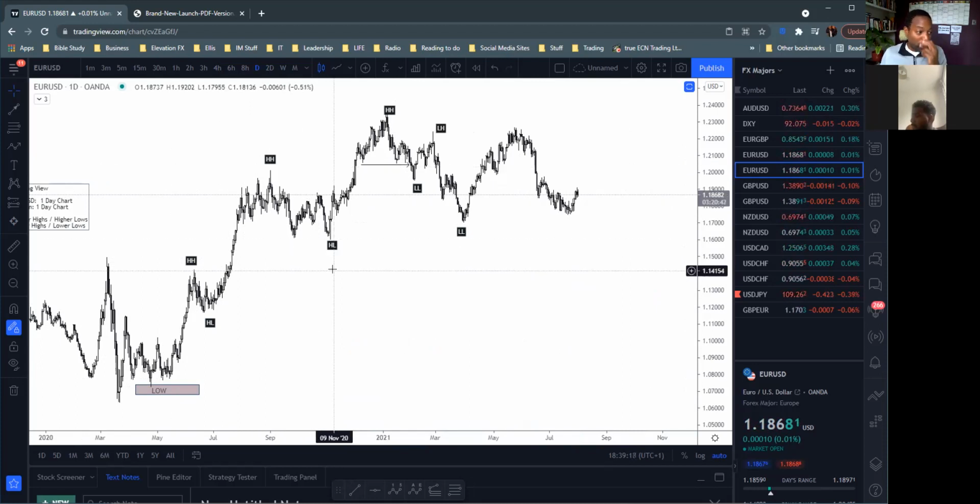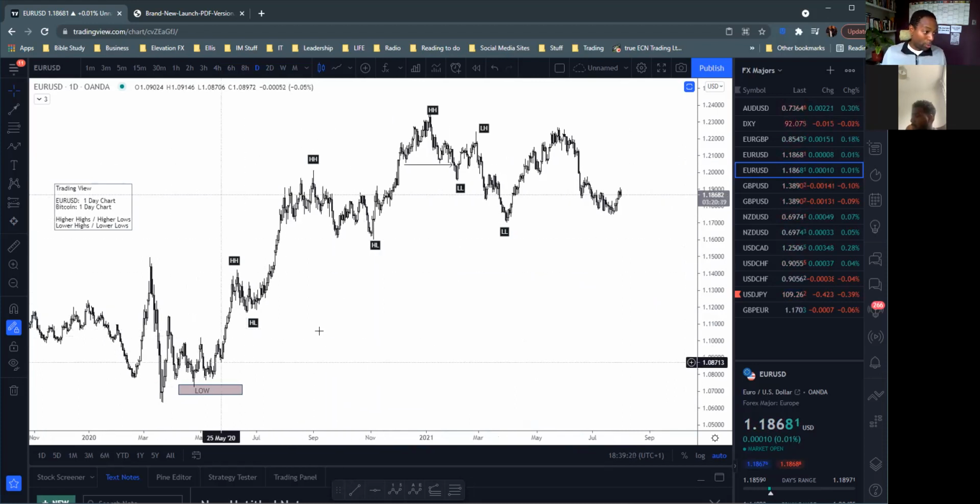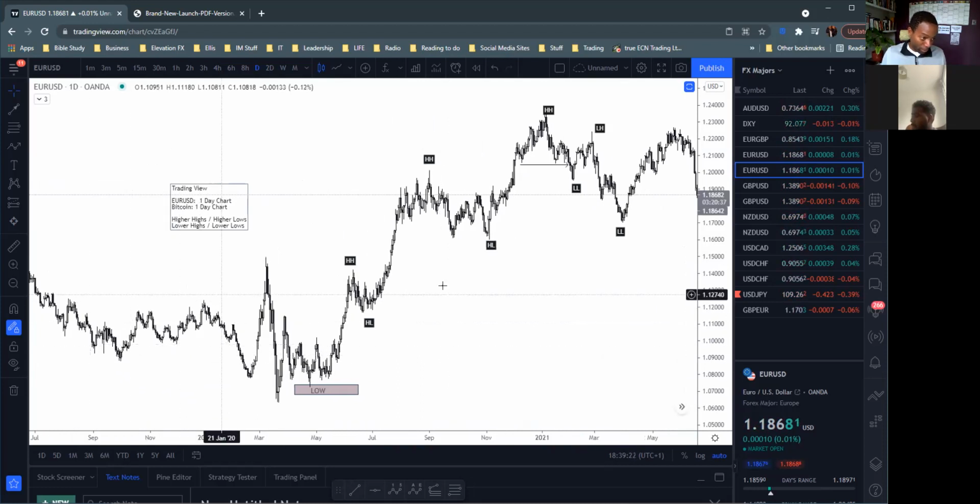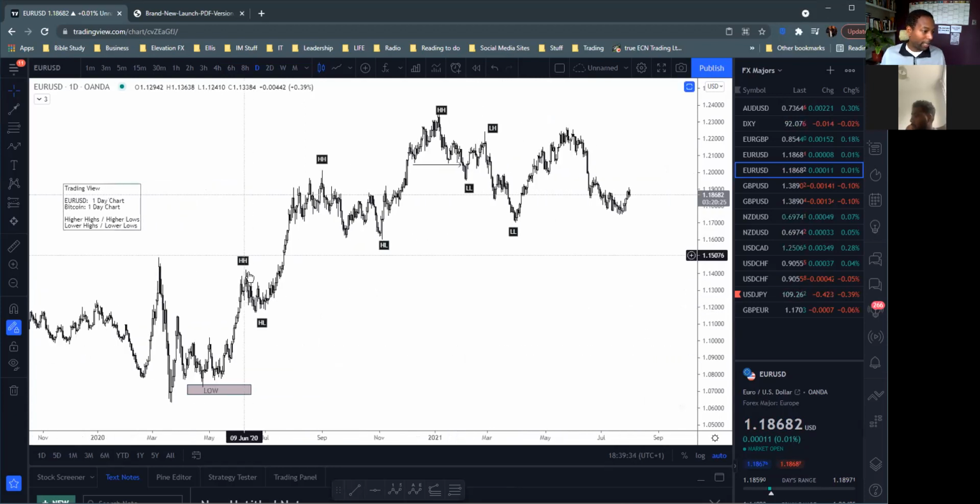I'll give you the tip: you don't need to do every single peak and trough. Really important, just go for the major ones, and it will point you in the right direction. So higher high, higher low, higher high, higher low, higher high. And then when you start to see the market moving in a downwards direction, that's when you start to mark your lower highs and your lower lows.